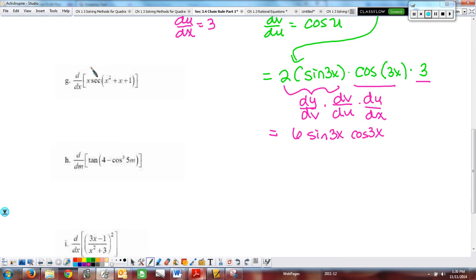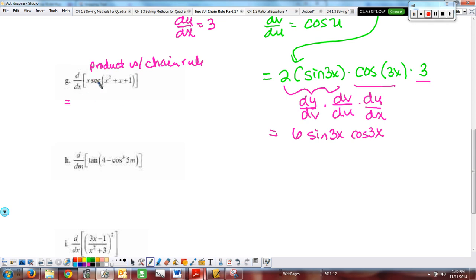Now it even gets more interesting when we start to put together different rules. Notice that here we have a product. I'm going to have to worry about the product rule, and then I'm going to have to worry about the chain rule. So it's a product rule with a chain rule inside. There are times where you have to first apply the product rule, and then we'll do the chain rule in the second step.